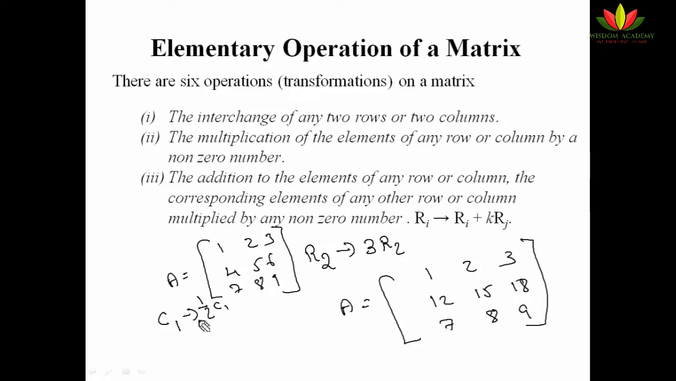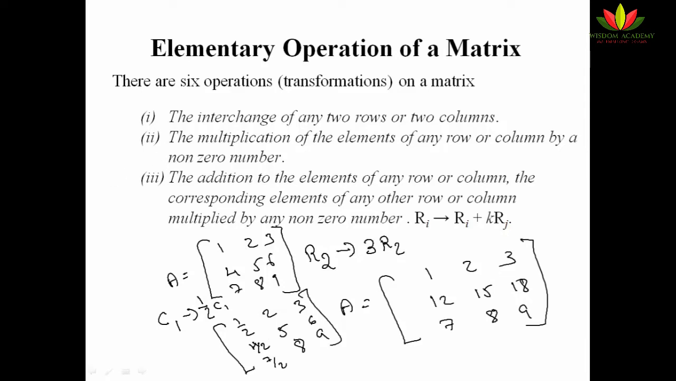So even we can multiply a fraction number to show that I am doing this. So what I will do, 1 by 2, 1 by 4 by 2, 7 by 2, so I multiplied 1 by 2 to the first column and the remaining elements will be as they are, no change in those elements. So this is the second operation, that is multiplication of any row or column.